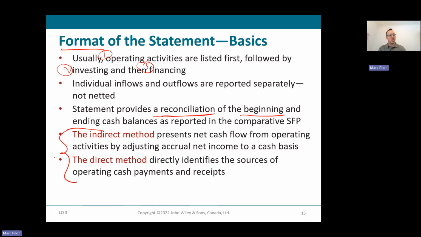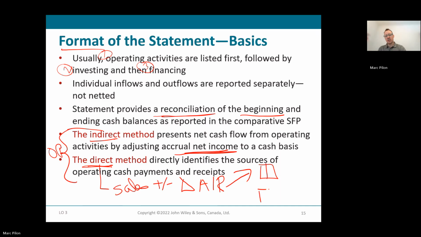And then for operating activities, we have the indirect method or the direct method. The indirect method starts with net income and then adjusts for any non-cash items, whereas the direct method, we'll get to it, looks at all the cash receipts from sales, plus or minus the change in accounts receivable. It does that by looking at the balance sheet of, say, 2024 and comparing it to 2025. We'll get to an example.